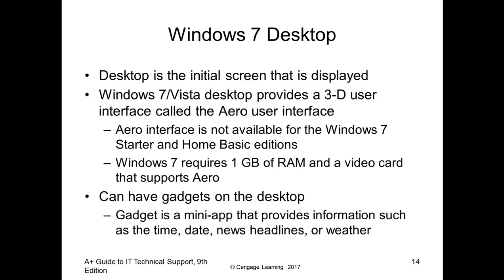Okay, so the Windows 7 desktop. Okay, this is the first one that's displayed whenever you boot up. With that, it's providing what it calls the Aero interface, which is a 3D interface. Okay, the Aero interface is not available in Starter and Home Basic. Like I mentioned, those two are still kind of restricted as far as some of the features they have. Okay, it requires 1 gig of RAM and a video card that supports Aero.